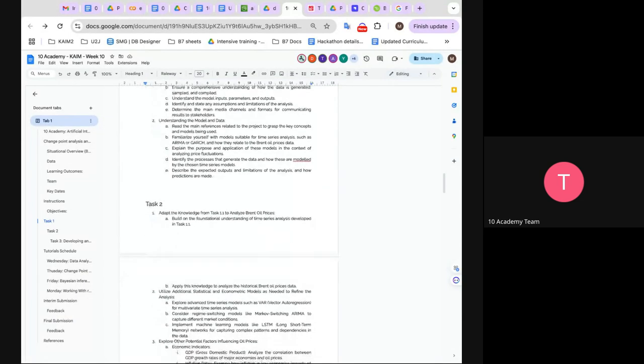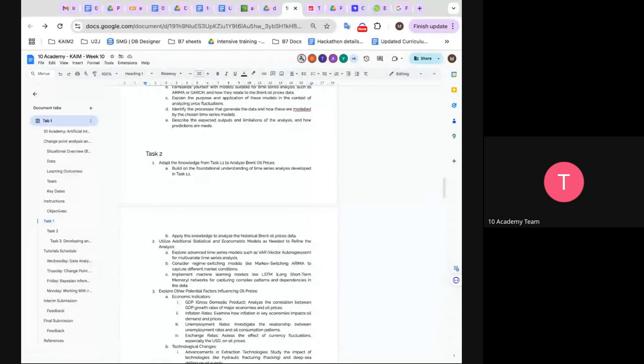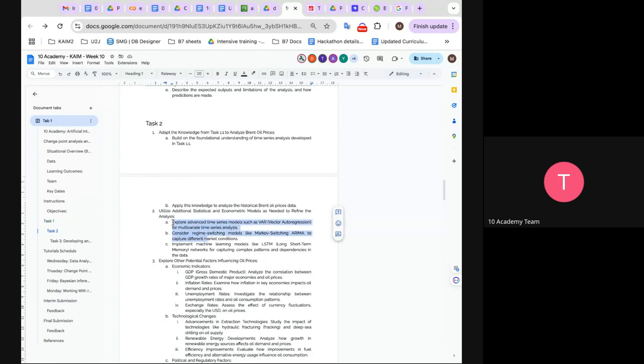Then go to task two. Task two will help you to analyze the oil price. So you will define and develop a model for that. How do you develop it? Using any of the tools explained here. They are statistical models. You can adapt VAR, or consider a Markov switching ARMA to capture different market conditions, or an LSTM to predict the change.